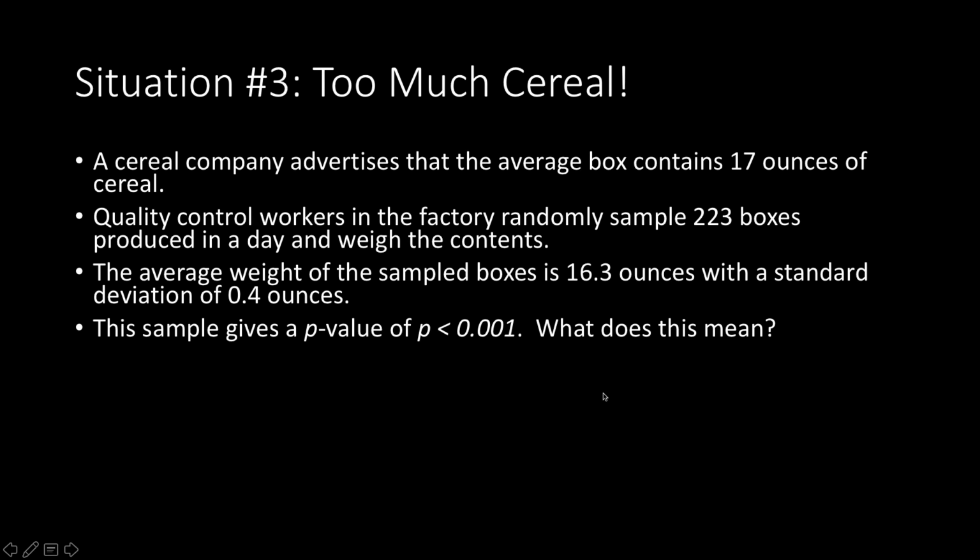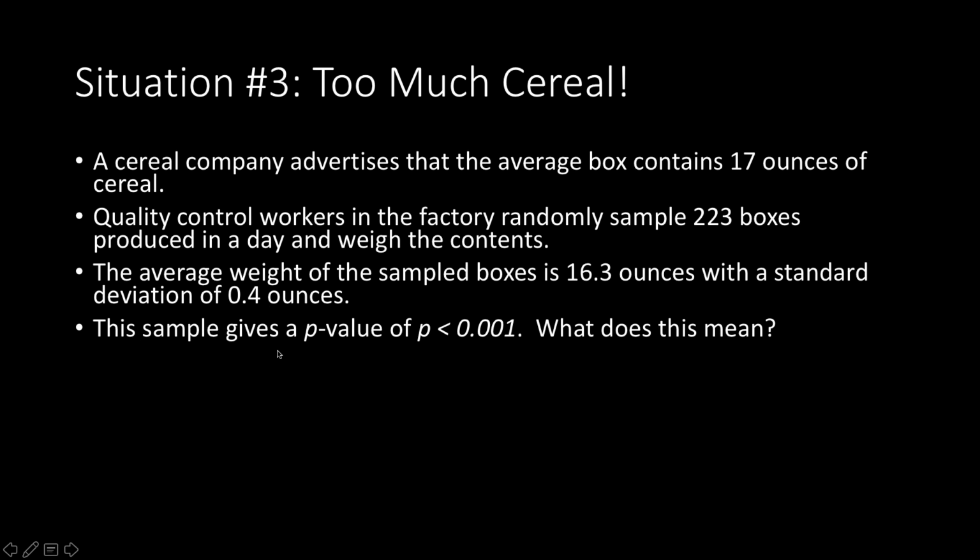A cereal company advertises that the average box of cereal contains 17 ounces of cereal. Quality control workers at the factory randomly sample 223 boxes produced in a given day and weigh the contents. The average weight of the sampled boxes is 16.3 ounces. Now again, notice that is different than what they're claiming is probably going to happen, with a standard deviation of 0.4 ounces. The sample gives us a p-value of 0.001.